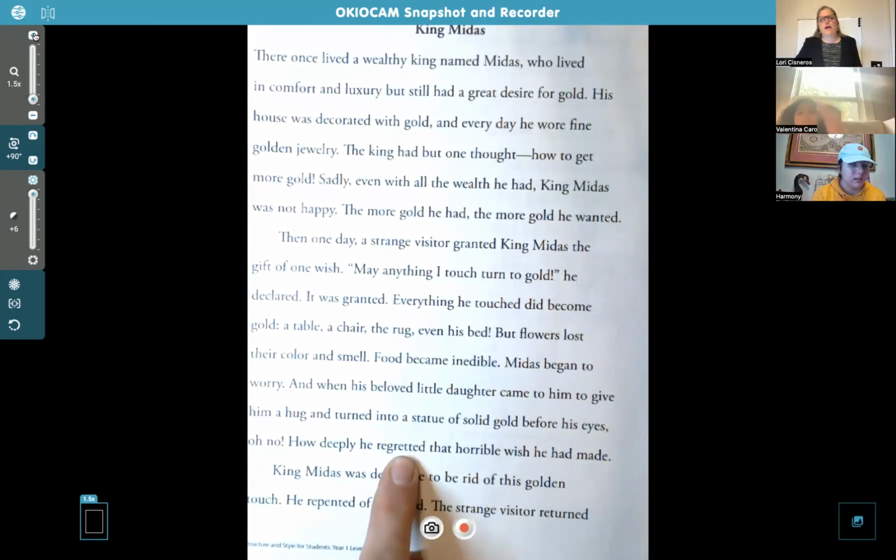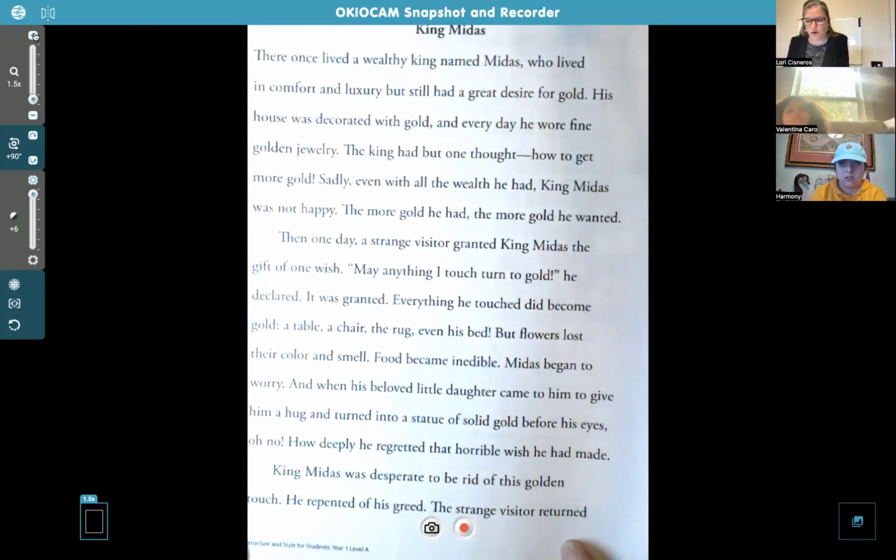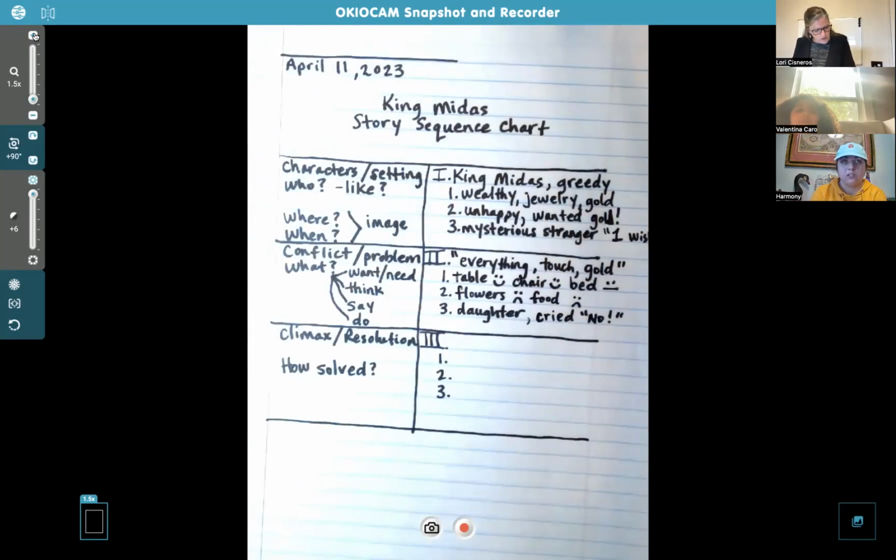Regretted. Do you know what that means, Harmony? To regret something? Regretted. To wish you hadn't done something. Yes. Yeah, right. Because he wished he could take it back. He wished he never made that wish before, right?